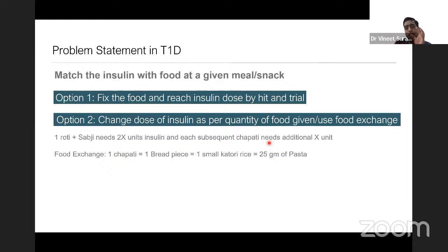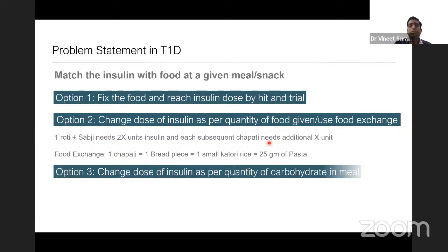Suppose, for example, one roti and sabji needs 2x units of insulin, and then each subsequent chapati will require an additional x unit of insulin. So suppose the child says, no, I want to eat a little more today, I'm feeling more hungry, and wants to have 3 chapati rather than 2, then you will add the additional x unit of insulin at that point. And then you can have a food exchange also, like one chapati is equal to one bread piece, one katori of rice and 25 grams of pasta. So this is a standard food exchange which can be taught to the parents, and that can be used.